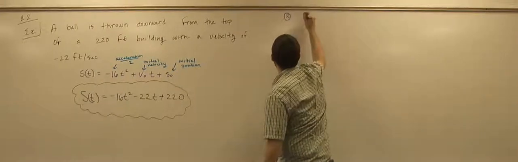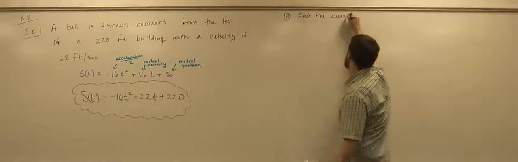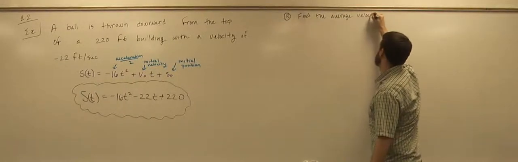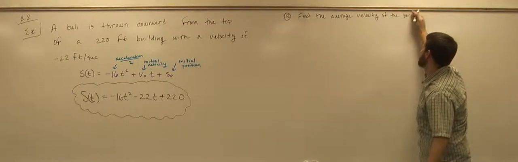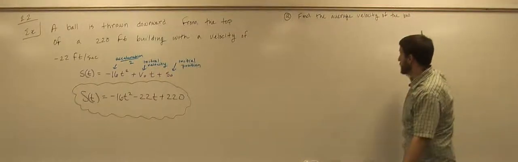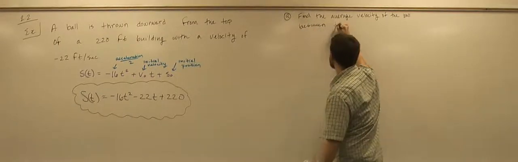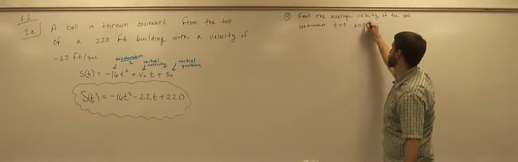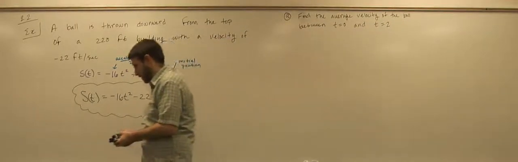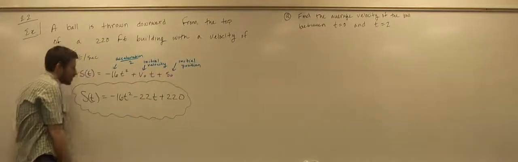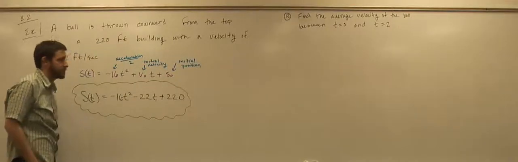Find the average velocity of the ball between t equals 0 and t equals 2 seconds. So on average, between t equals 0 and t equals 2, how fast is this ball traveling? That's what this question is asking.